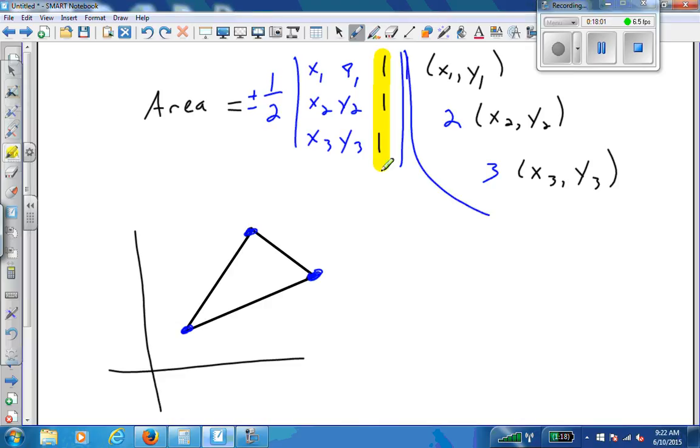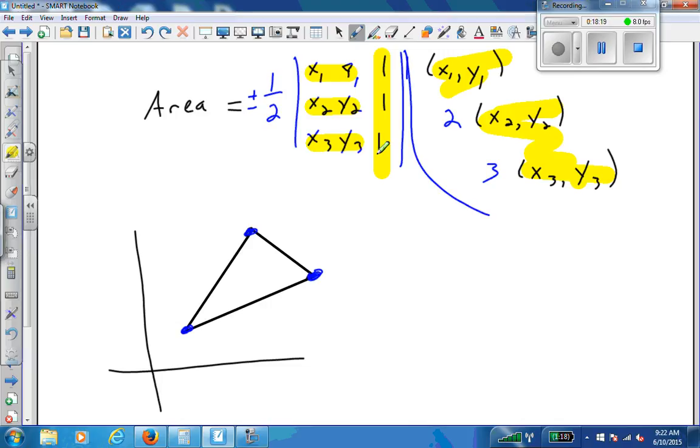Notice the last column. Notice we have 3 points, so we have 3 rows and 3 columns. The first 2 columns are the ordered pairs that we have. The last column is all ones.